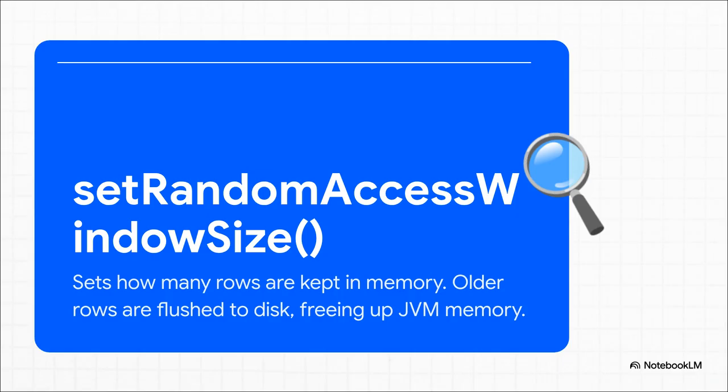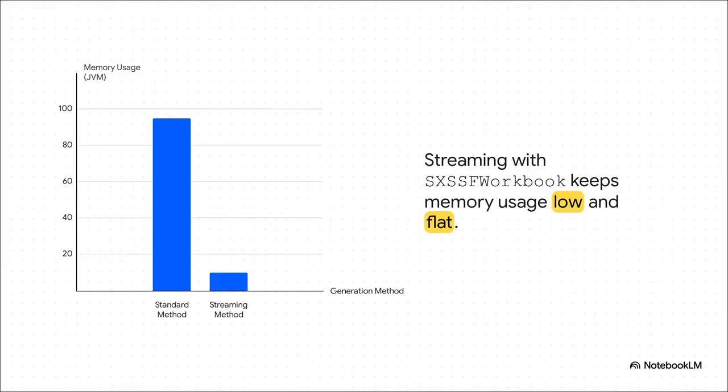Think of it like a small buffer. As you write new rows, let's say row 101, the oldest row, row 1, gets flushed out of memory and written to a temporary file on the disk. This is literally the mechanism that prevents your memory from ever exploding. And you can tune this number up or down depending on your needs. It's your control valve.